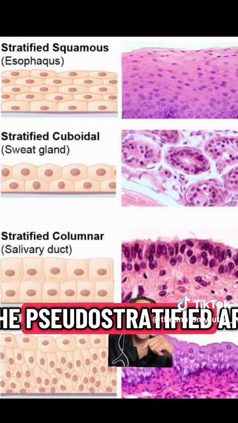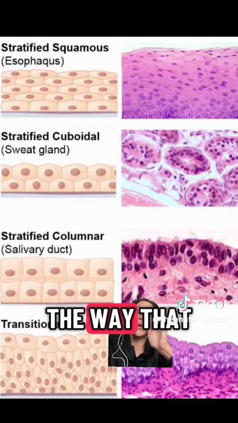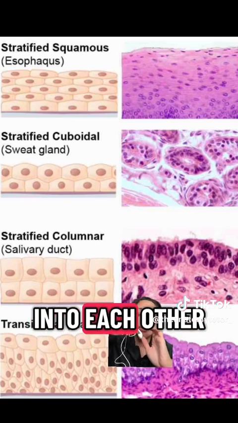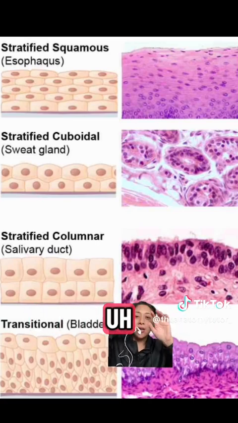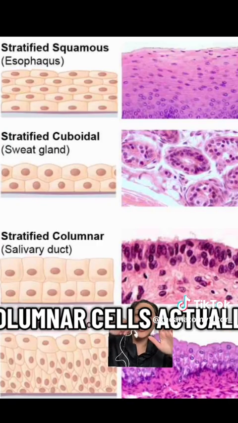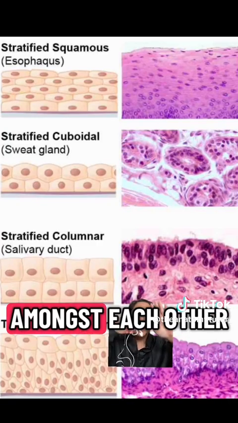The pseudostratified are actually one layer. It's just that the way they are arranged, they kind of blend into each other, and so the nuclei of the columnar cells actually kind of squeeze up amongst each other.